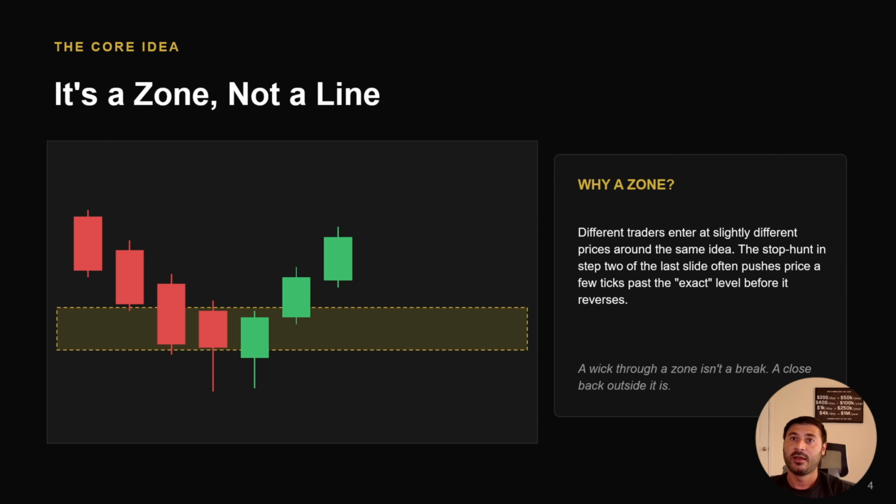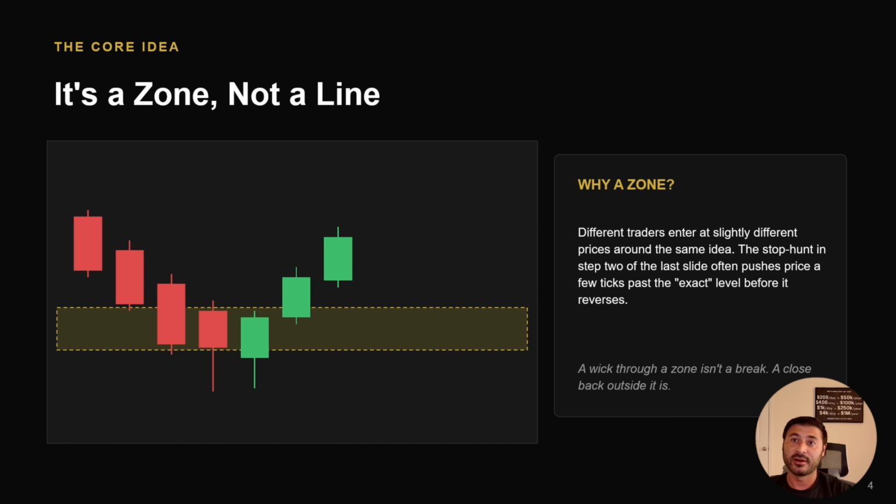Now that you know why these levels form, here's the number one mistake: treating support and resistance as a single exact price instead of a zone. So, why does it need to be a zone instead of one price? Because of exactly what we just covered. Different traders are entering around the same general idea, not the same exact tick. And that stop hunt effect we talked about often pushes price a few ticks past the obvious level before it actually reverses, because that's precisely where the stop orders were sitting.